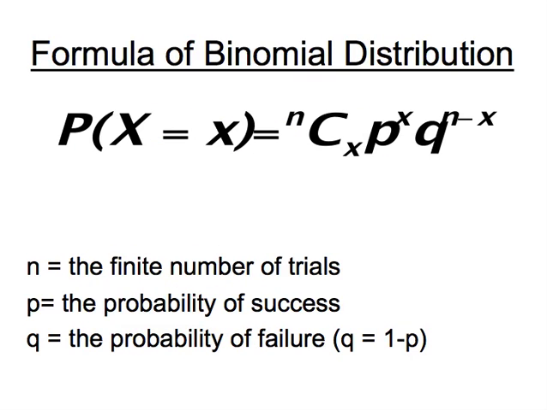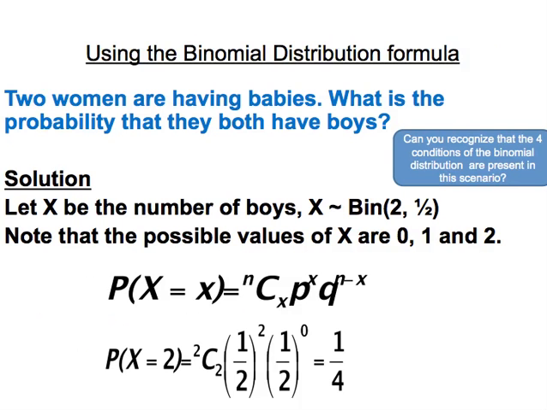Now there's a special formula for working out the probability. To find the probability, it's equal to n, the number of trials, n combination x, the value of interest, times p, which is the probability of success, to the power of x, times q, which is the probability of failure, to the power of n minus x. Now the probability of failure is going to be 1 minus the probability of success, because p and q must add up to 1. So let's look at this example.